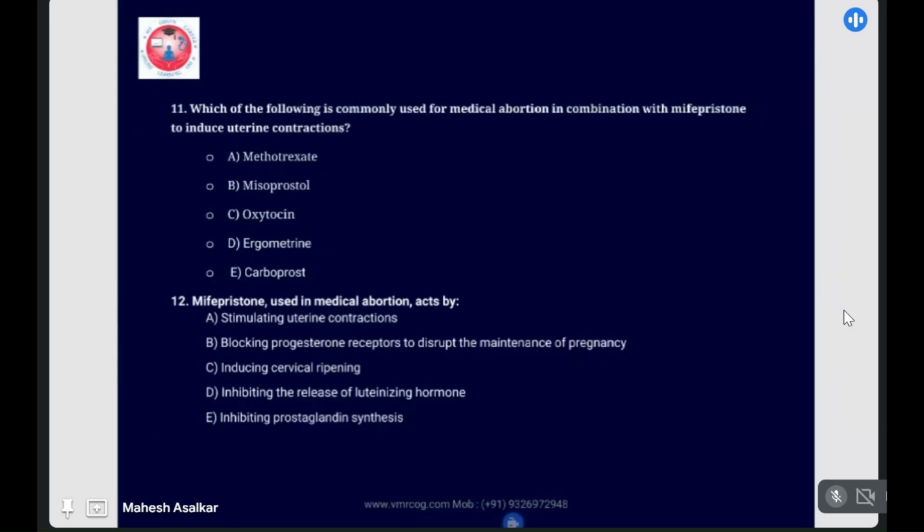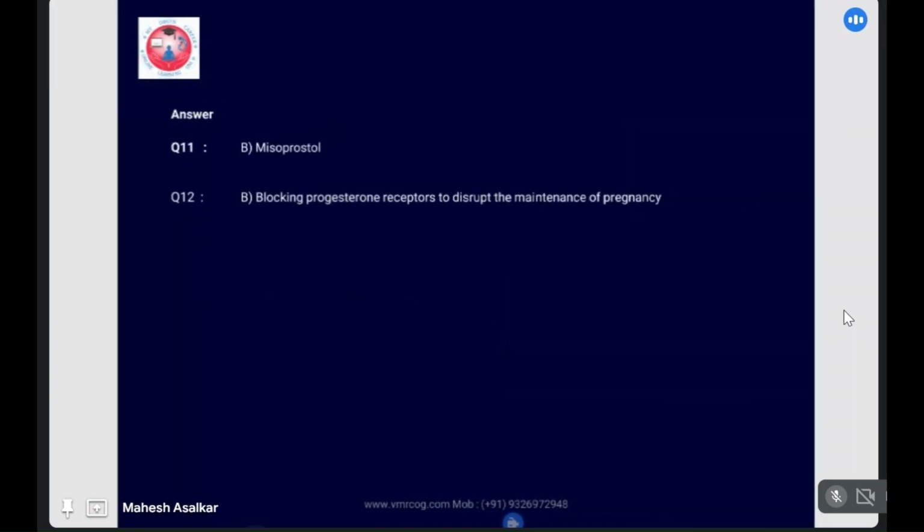What is the mifepristone mechanism of action? It's an anti-progesterone, no? So it's a mechanism of action. So question 11 is misoprostol, and question 12 is blocking progesterone receptors to disrupt the maintenance of pregnancy.